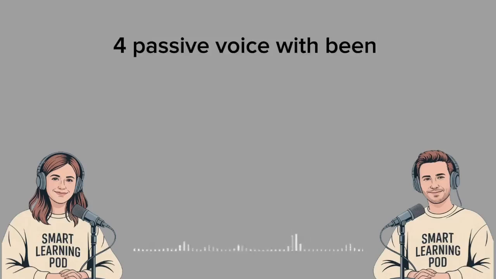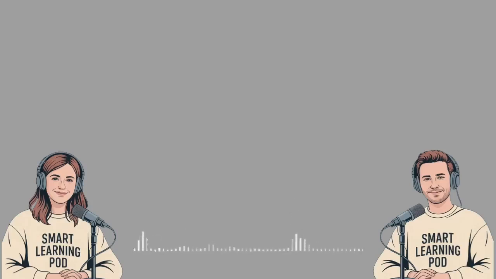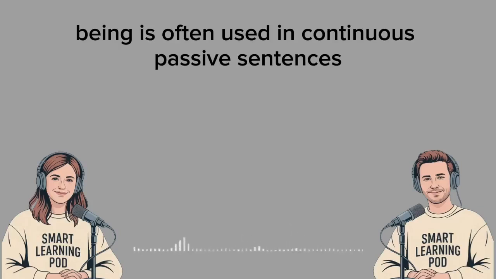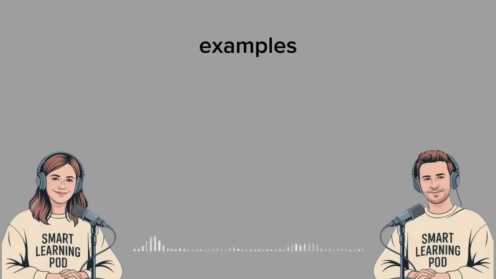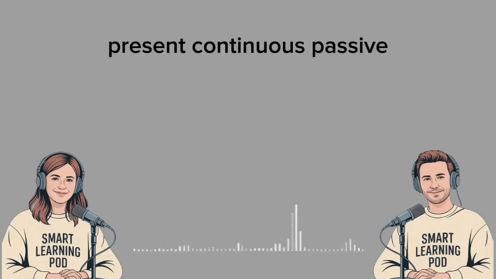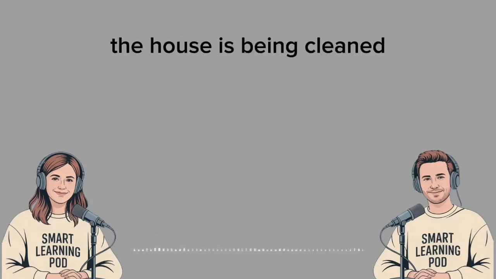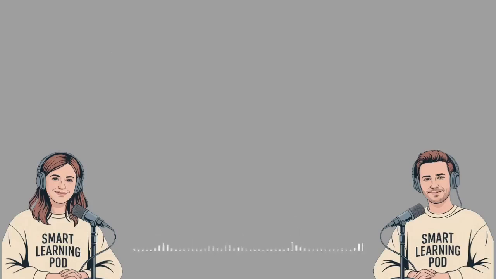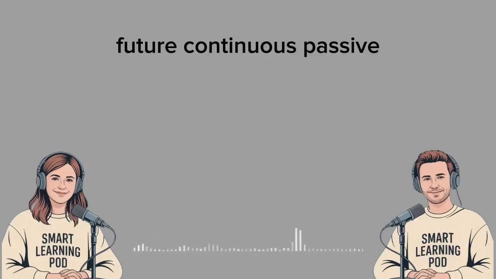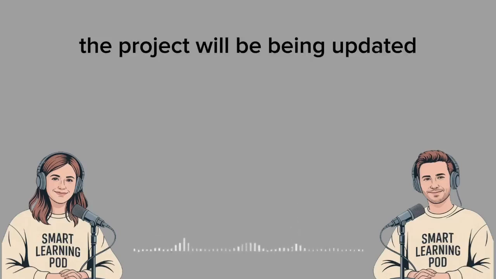4. Passive voice with being. Being is often used in continuous passive sentences with being plus past participle. Examples. Present continuous passive. The house is being cleaned. Past continuous passive. The room was being painted. Future continuous passive. The project will be being updated.